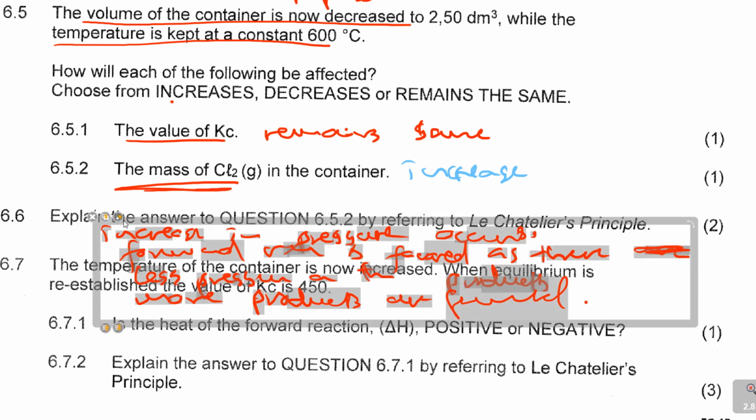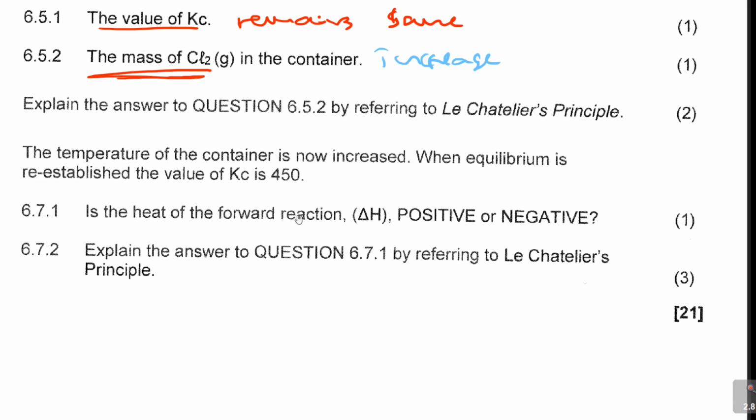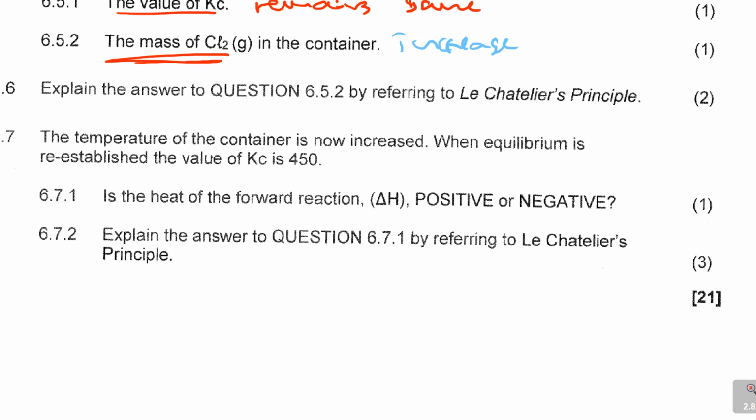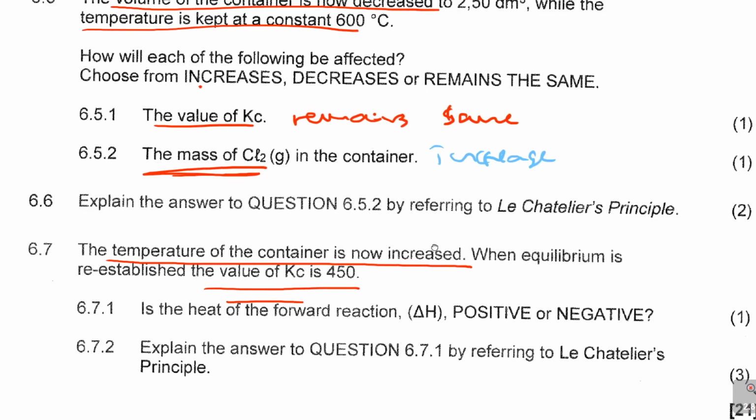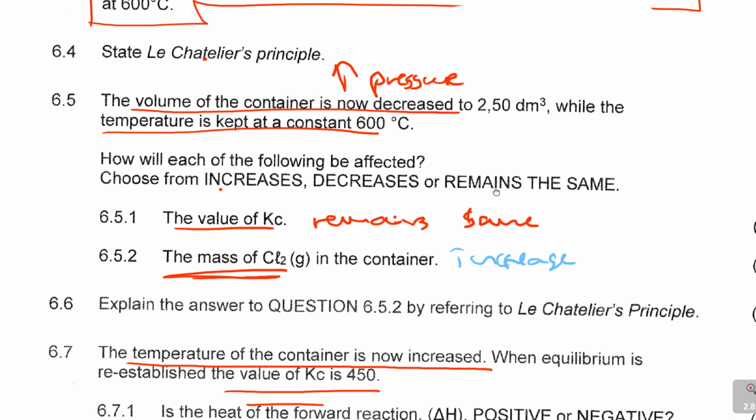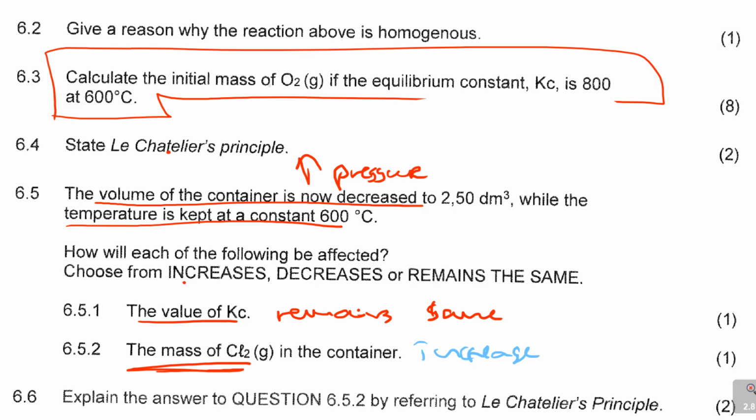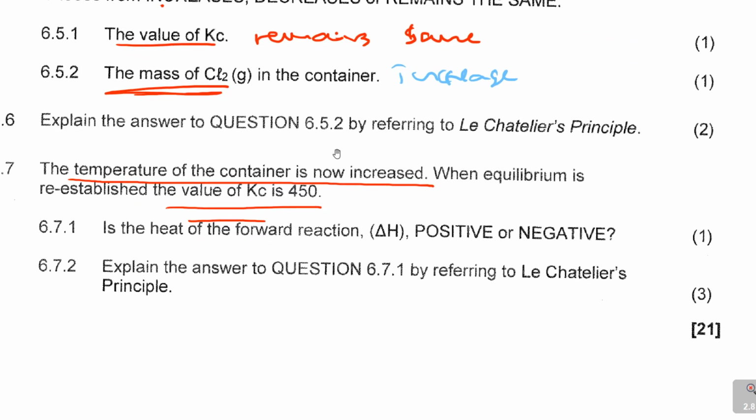Then let's remove this. Then they say here, the temperature of the container is now increased. The moment you mention temperature, you're affecting Kc. When equilibrium is re-established, the value of the Kc is 450. So what was Kc in the beginning? It was 800, meaning Kc went down. Kc decreased.